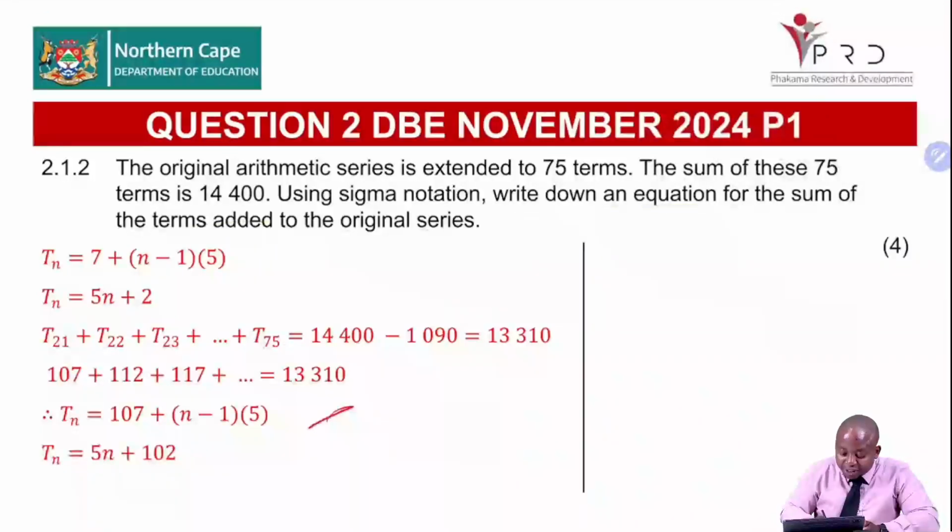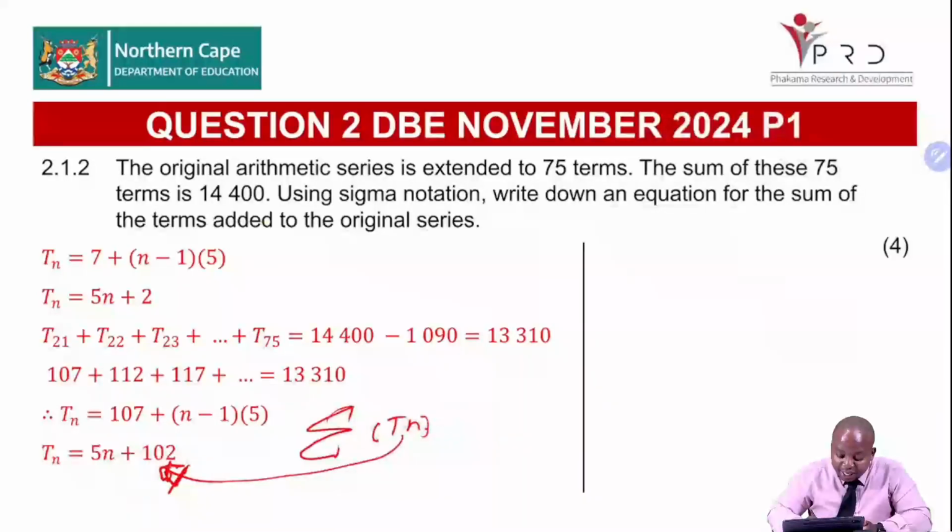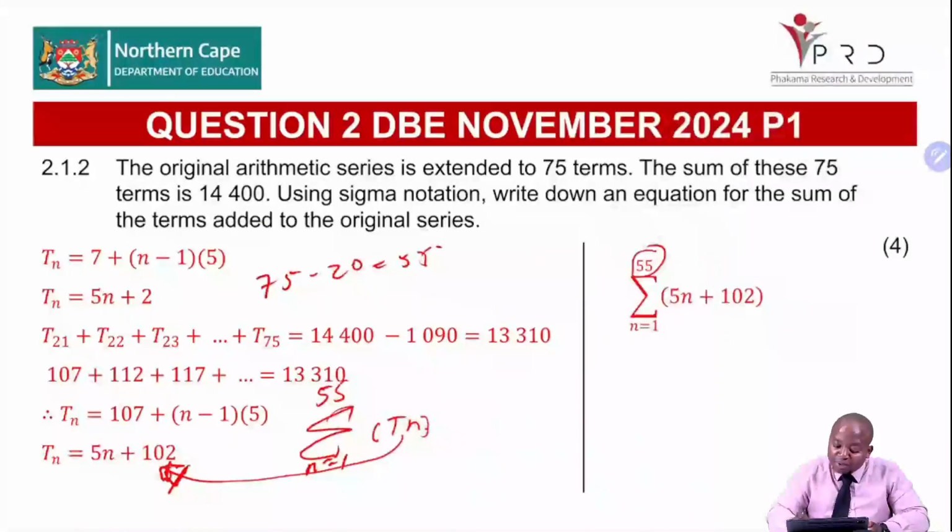Remember, I am working with sigma notation because I'm representing the terms using sigma. Sigma requires Tn here. So that Tn is going to be that part right there. We are starting from n equals 1 and going to the last term of 55, because for the added values, 75 minus 20 gives 55. So my sigma goes up to 55, with n equals 1 starting from 1. Then my Tn for those added ones is 5n plus 102. So you must see the difference between the added and the total in this case.